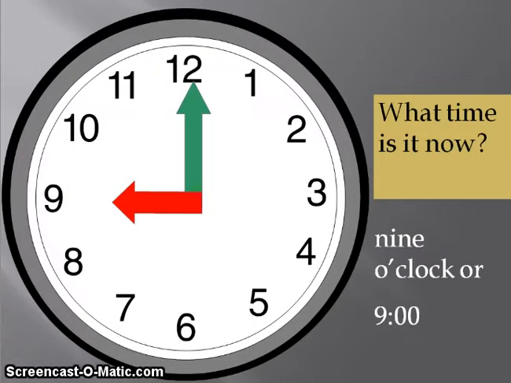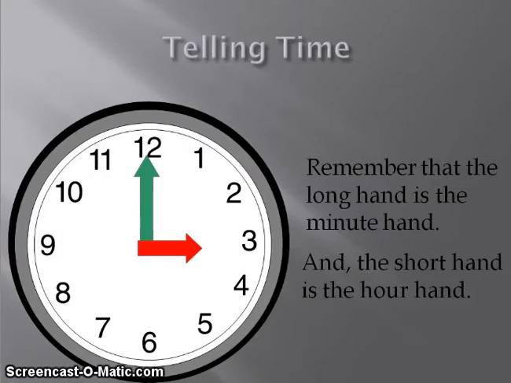I will reiterate: the long hand is pointing to the 12, and the short hand is pointing to the 9. That means it's 9 o'clock. Remember that the long hand is the minute hand, and the short hand is the hour hand.